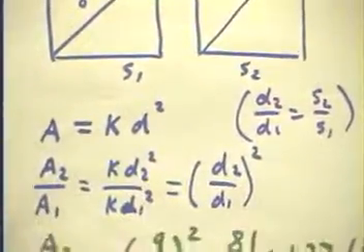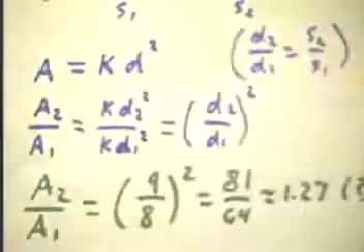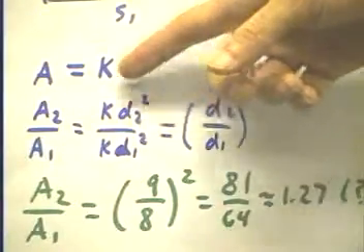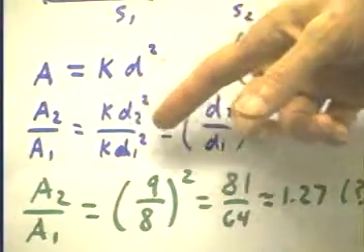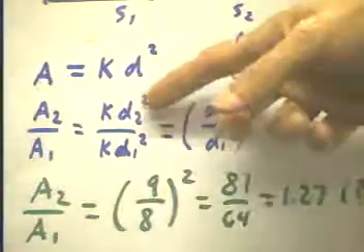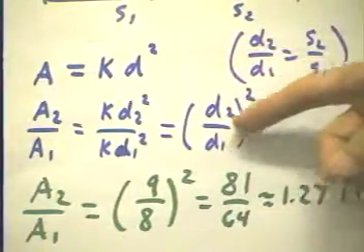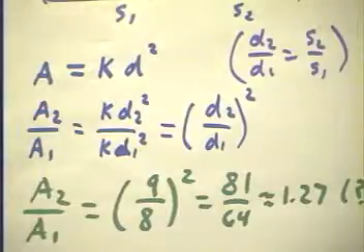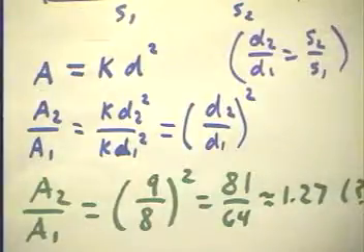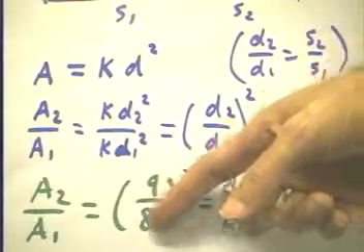So in this case, things are going to start looking a little bit familiar here. The ratio of the areas of 2 squares is going to be the ratio of the KD squared. So KD2 squared over KD1 squared. Of course, K cancels out, and we end up with D2 squared over D1 squared, which is just the quantity D2 over D1, quantity squared. So the area ratio is the same as the square of the diagonal ratio, the ratio of the lengths of the diagonals. In this case, that ratio, of course, is 9 over 8.